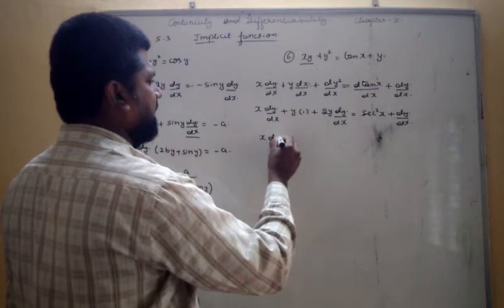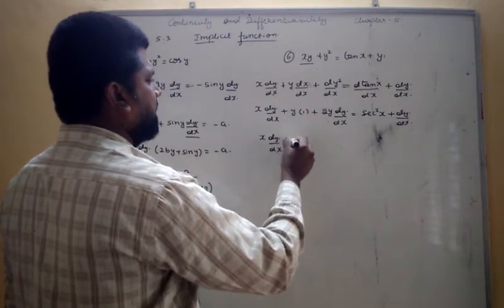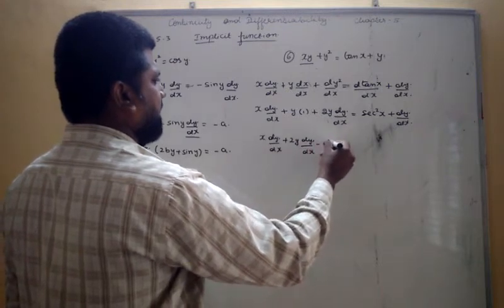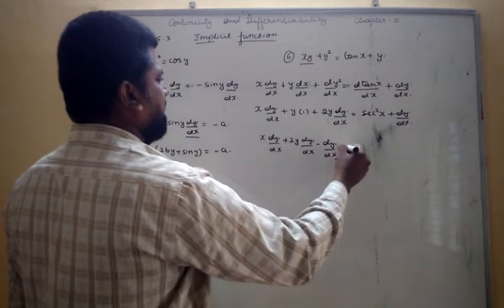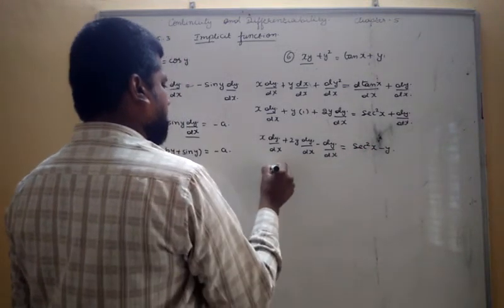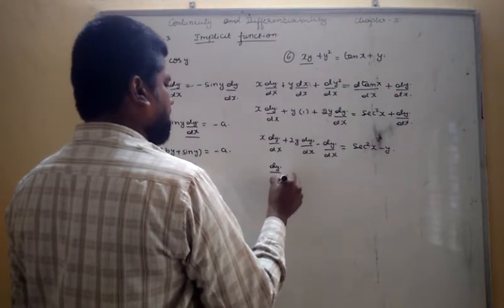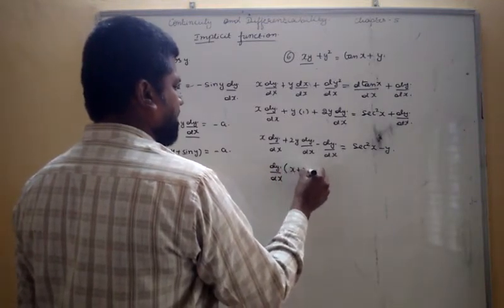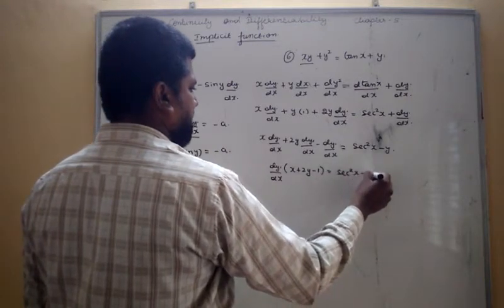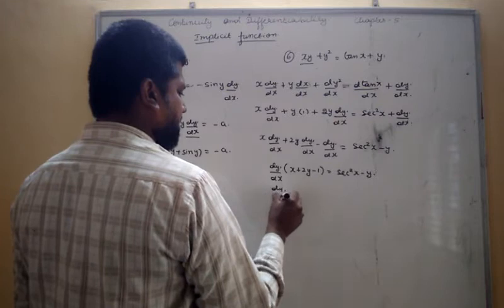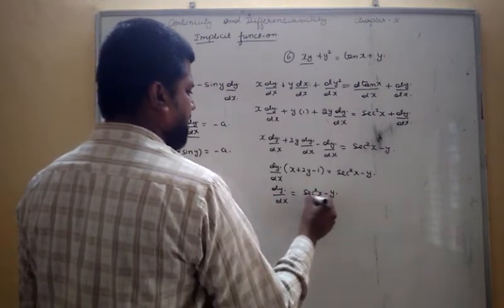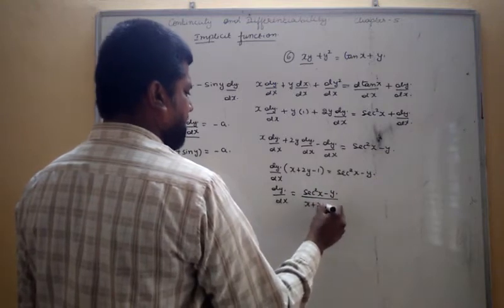x dy/dx plus 2y dy/dx, then minus dy/dx. Then shift the y term to the right side: sec² minus y. If you take dy/dx common in this, what is the remaining? x + 2y − 1 is equal to sec² − y. Then dy/dx is equal to (sec² − y) divided by (x + 2y − 1).